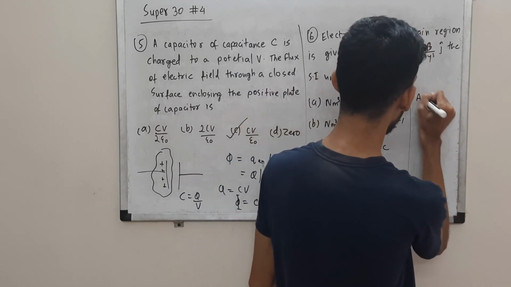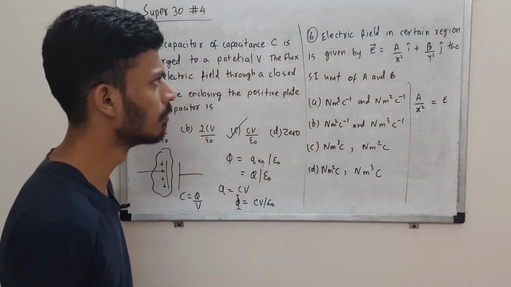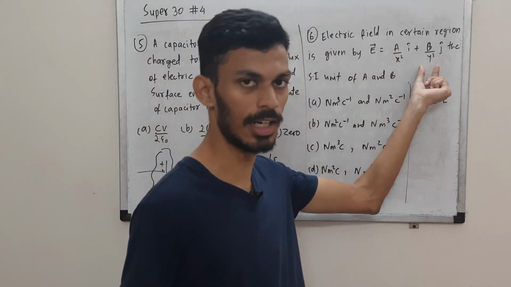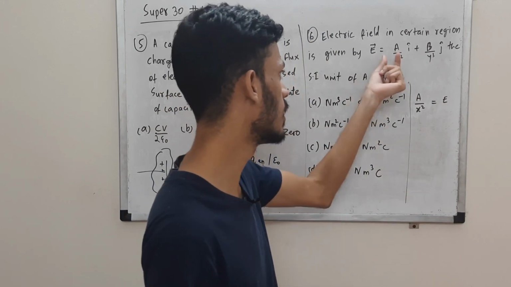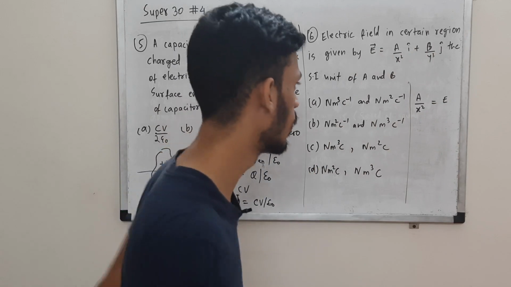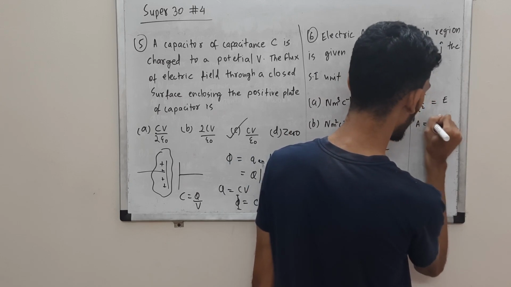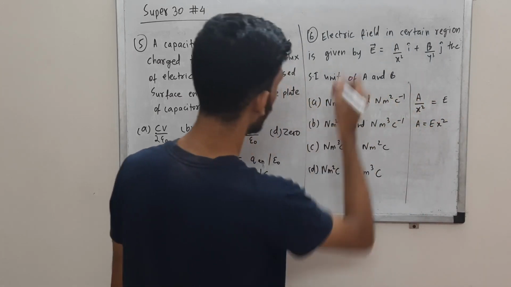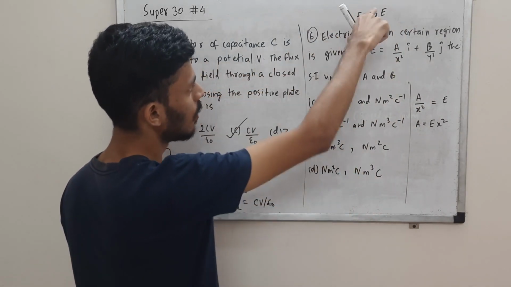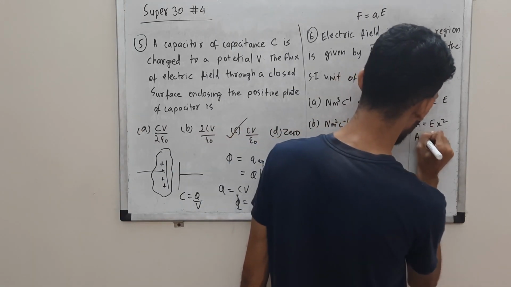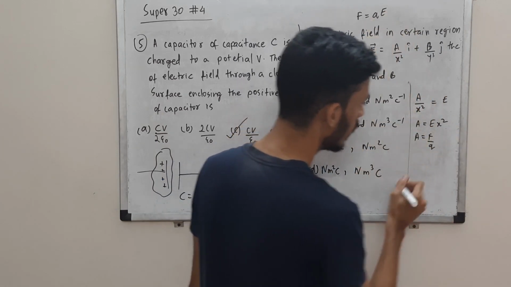We know that A by x square will have the same dimensions as that of electric field. So this quantity will also be electric field. Two quantities with the same dimensions can be added, right? So this and this will have the same dimensions as electric field. So you can see that A will be E into x square. Now what is E? If you see F is equal to QE, that is how your electric field is defined. So F by Q will give you E. So F by Q is E, and this is x square.